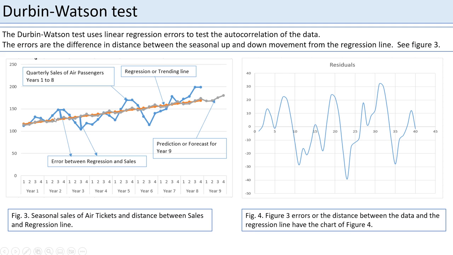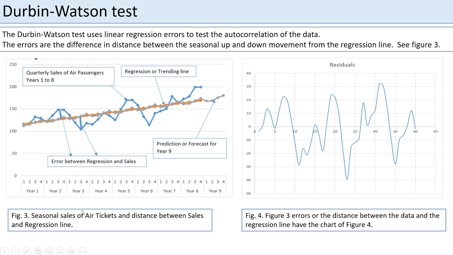Like we explained before, we have the sales. The sales are on the blue line here. The regression line is on the orange. So orange is the regression line, and the blue line is the seasonal demand of the air tickets, and the separation between the sales and the regression line, that's what we know as the error for the linear model.